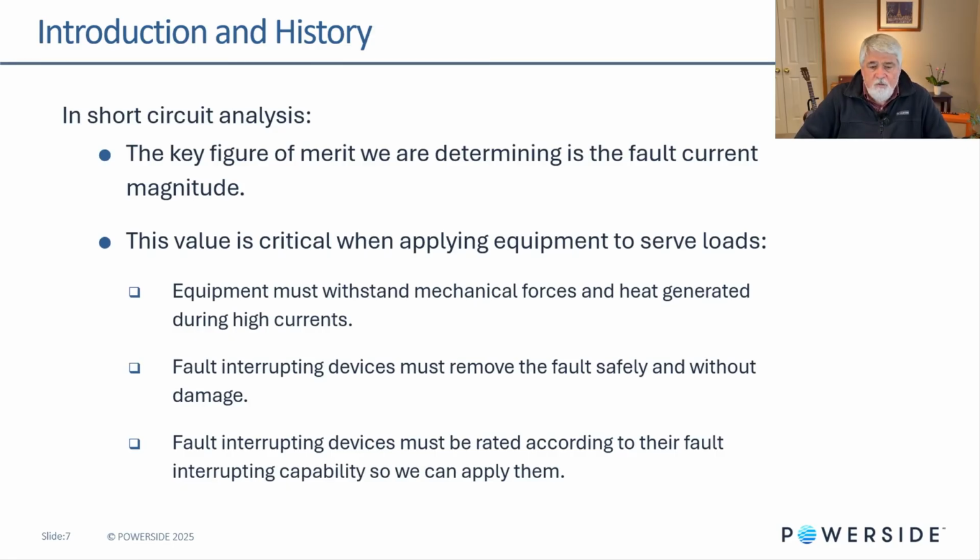Now, the key figure of merit that we're going to be determining from this analysis is the fault current magnitude. This value is critical when applying equipment to serve loads. Equipment must withstand both mechanical forces and the heat generated during these high current conditions. The fault interrupting devices must remove the fault safely and without damage. And in addition, those same devices must be rated according to their fault interrupting capability so we can apply them.